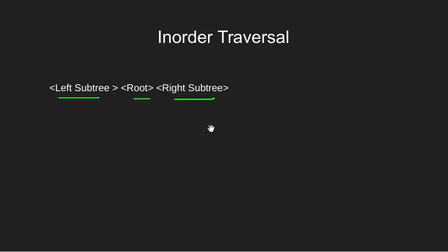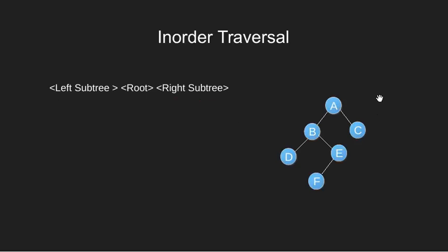Let's see it with an example. Here is a sample tree. We start from root node A, go to its left subtree B. Once at B, we again go to its left subtree, which is D. We now check left of D, which is null, so we come back and print D. Then check right subtree of D, which is again null, so we return to B.